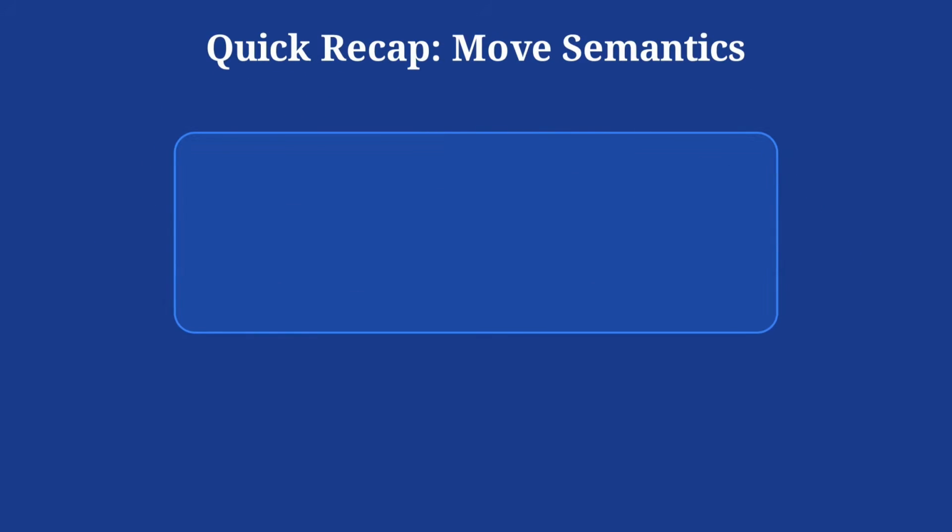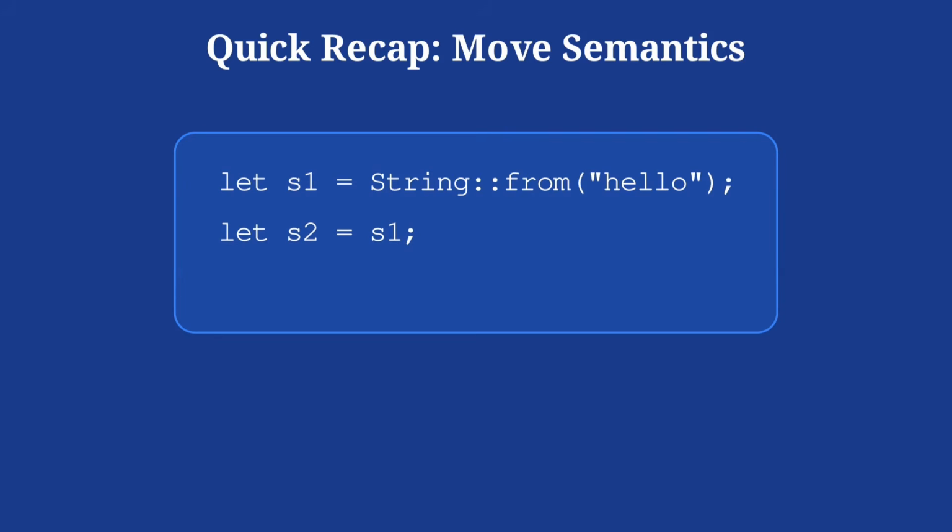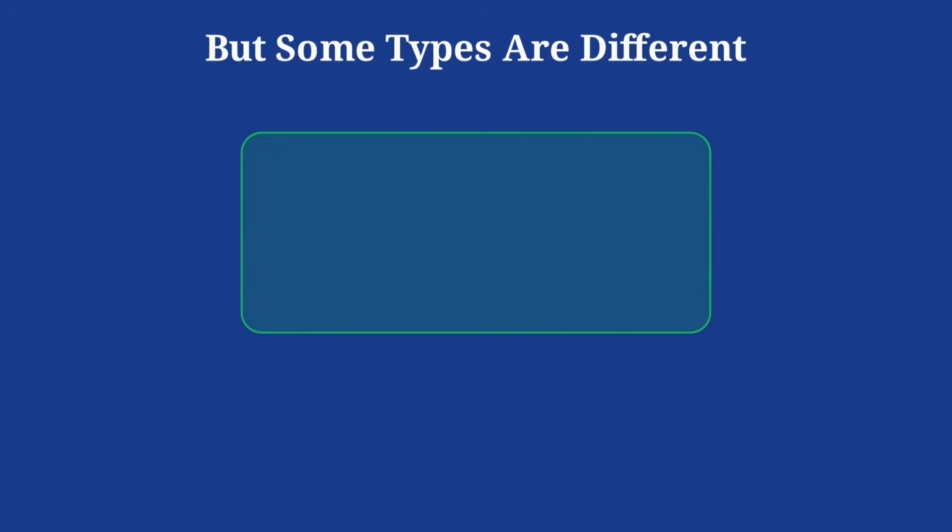When we create a string and assign it to a new variable, ownership moves to that new variable. The original variable becomes invalid. This is Rust's default behavior, and it's what keeps memory safe. But here's where things get interesting. Not all types behave this way. Watch what happens when we work with a simple integer.